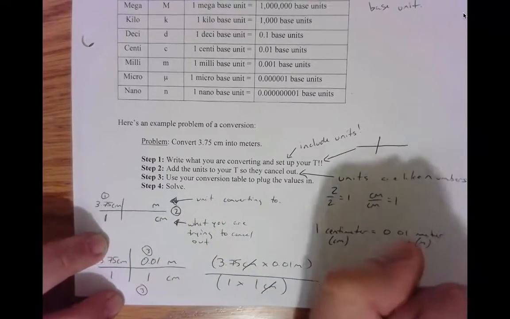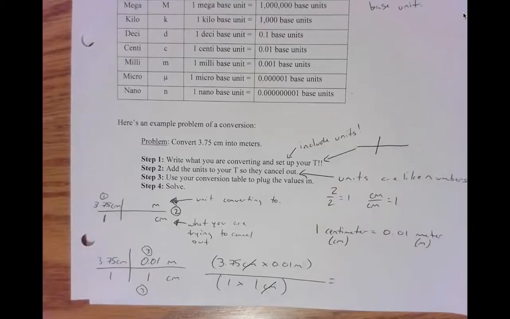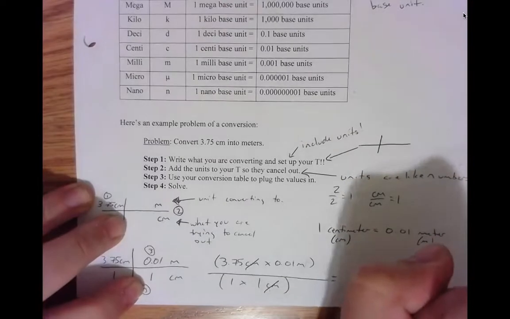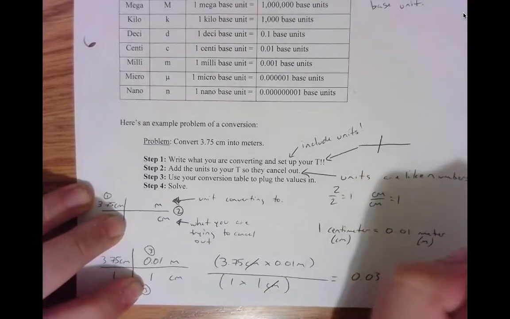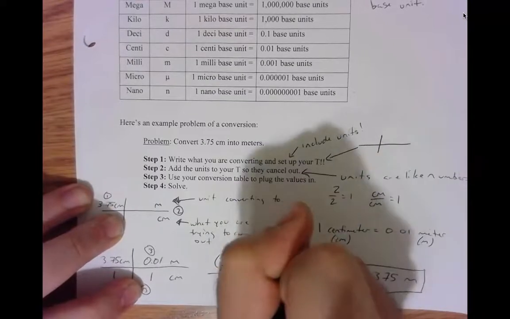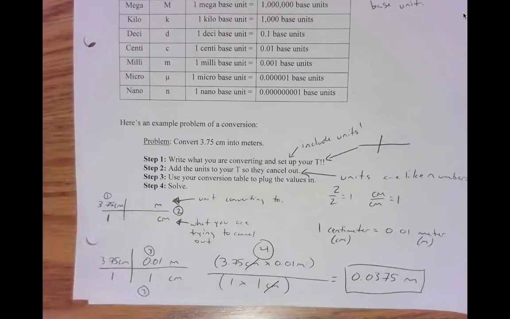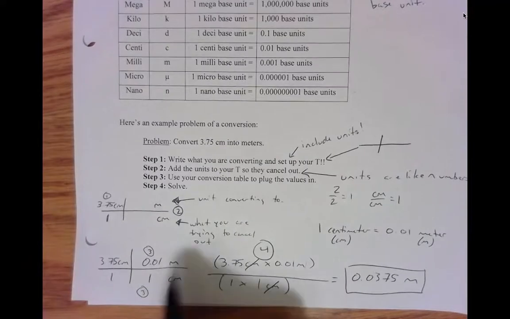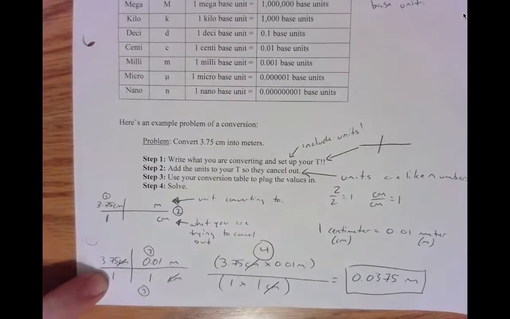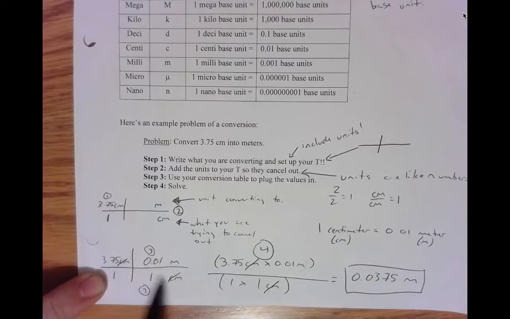So now all you have to do is type this into your calculator. When you type this into your calculator, you would find that you have 0.0375 meters as your answer. And that was step 4. You can also show step 4 by crossing out the units in the fraction, because that symbolizes you know that the units cancel out and all you had to do was multiply across and then divide the numerators by the denominators.